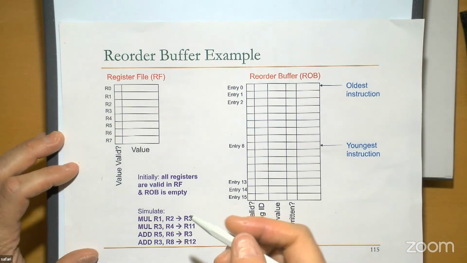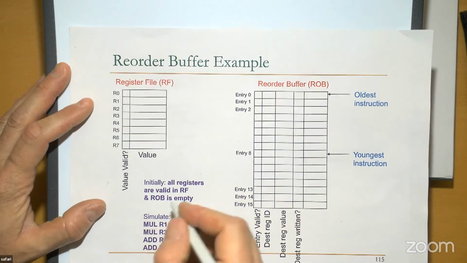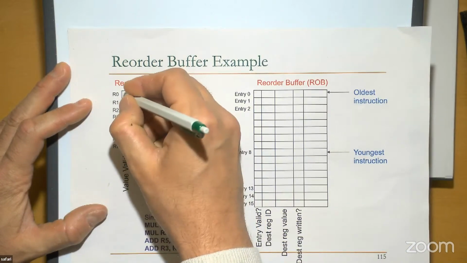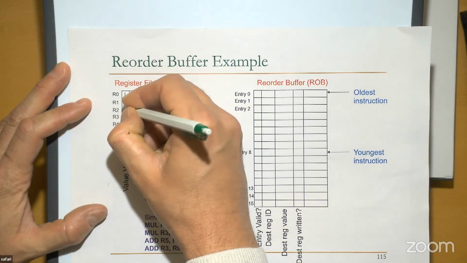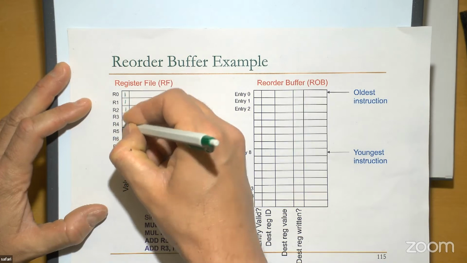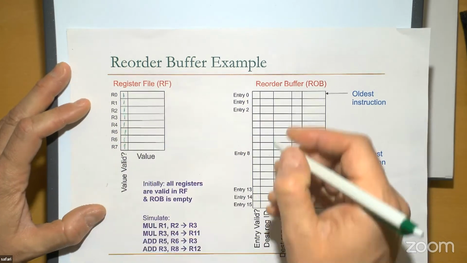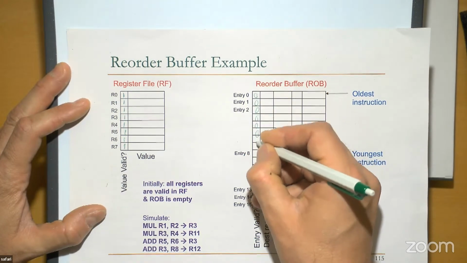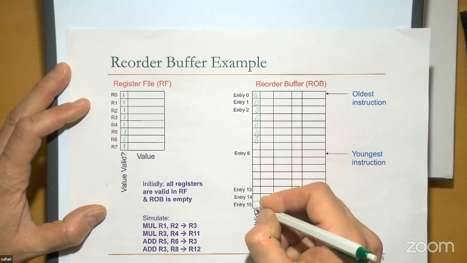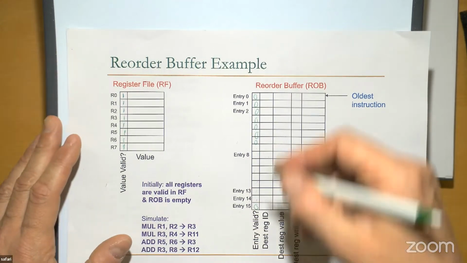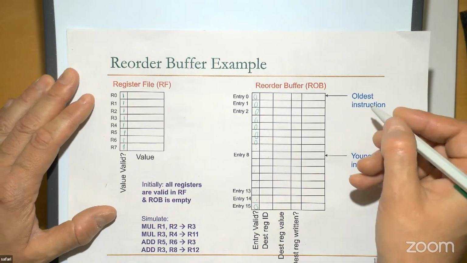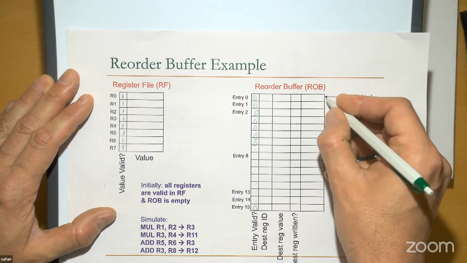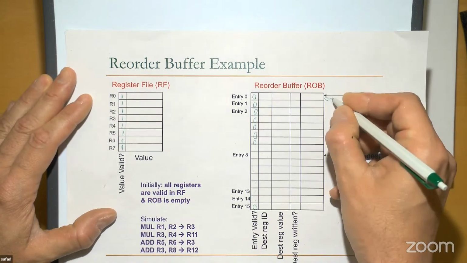Basically, initially, all of the registers are valid in the register file and the reorder buffer is empty. Let's make sure that's the case. So initially, all of the registers are valid: 1, 1, 1, 1, 1. And initially, reorder buffer entries are invalid. It's kind of boring to do that for all of them, so I'm going to skip them. All of them are 0, basically. And then the pointers need to be fixed also, oldest equal to youngest, for example. So the youngest pointer needs to be there.